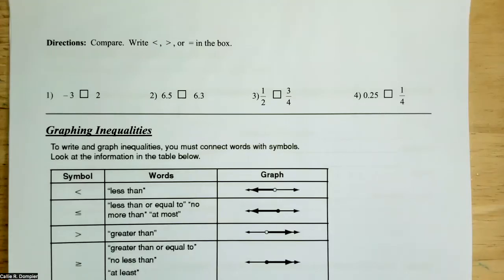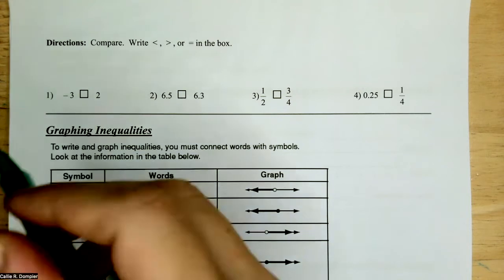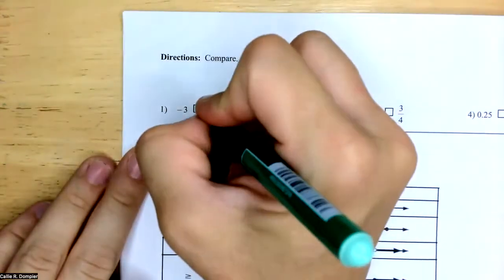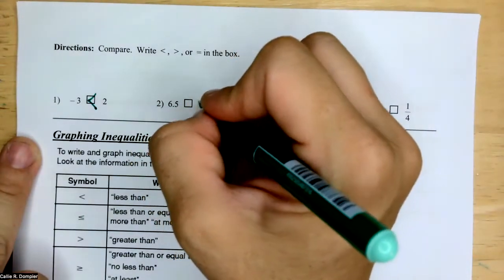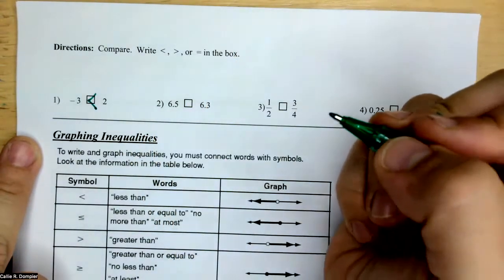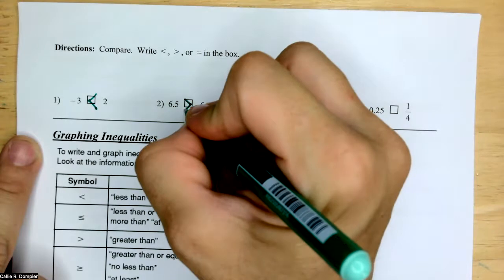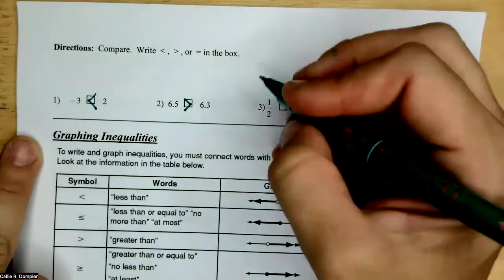Here's just some further review on linear inequalities. Okay, so we're going to start with just comparing two numbers using inequality symbols: greater than, less than, or equal to. -3 and 2, -3 is less than 2, right? 6.5 compared to 6.3, 6.5 is greater than 6.3.